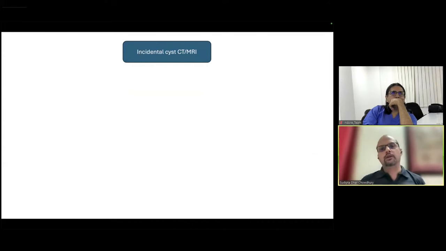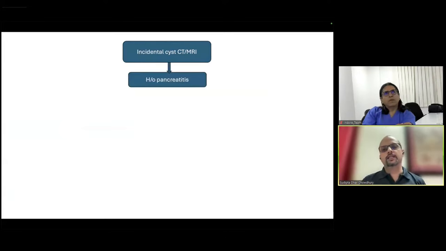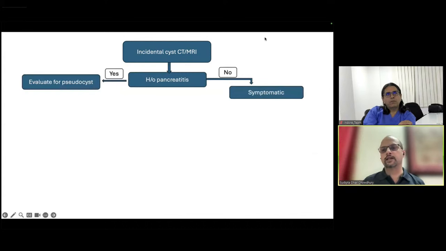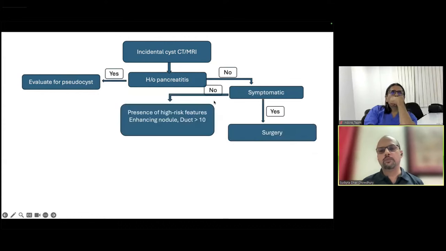So now I'll just give briefly the treatment algorithm that we follow at CMC, and this may not be generalizable elsewhere. If you detect an incidental cystic neoplasm, what we ask for is a history of pancreatitis. If there's a history of pancreatitis, we evaluate for a serous cyst. If there's no history of pancreatitis, we assess whether the patient is overtly symptomatic. If the patient is symptomatic, then the patient should be offered surgery. If the patient is not symptomatic and there are high-risk features like an enhancing nodule or duct more than 10 millimeters, then also the patient should be offered surgery.